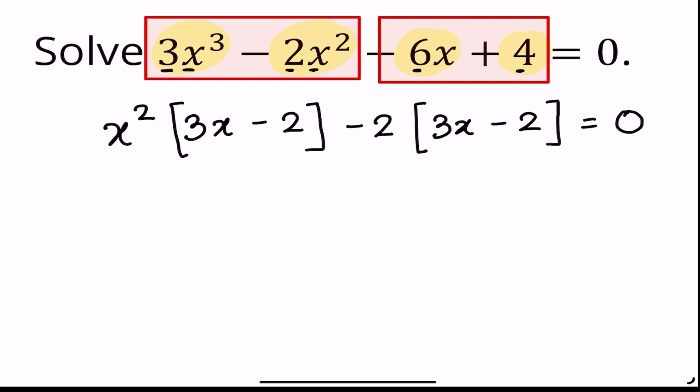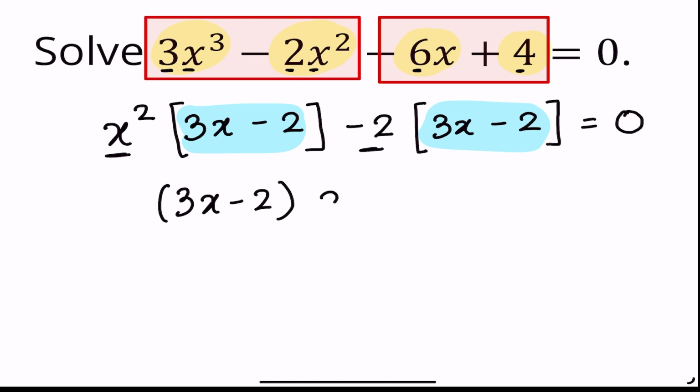Now, once I have this, do I have the same factor, 3x minus 2? Yes, I do. So what do I do? I bring down the factor, right? I'm factoring it further, 3x minus 2. And what am I left with? X squared minus 2. And that is equal to 0.